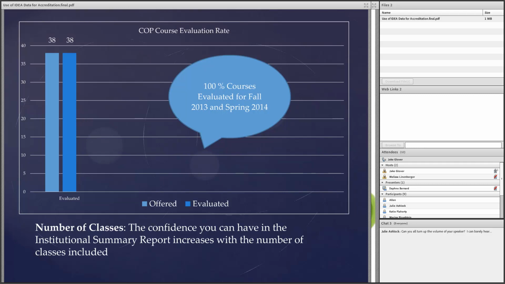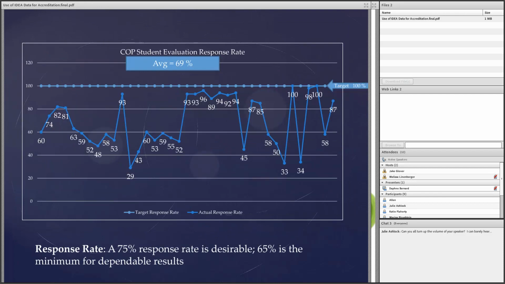We went back to using IDEA Online, and I'm happy to say that 100% of our courses were evaluated. So that includes required courses as well as those elective courses. So we were really happy about that. Again, a total of 38. Keep in mind, out of those 38, I think it was 32 that were required, but we'll see that in a second. A really good effort in terms of making sure we take a look at all those courses.